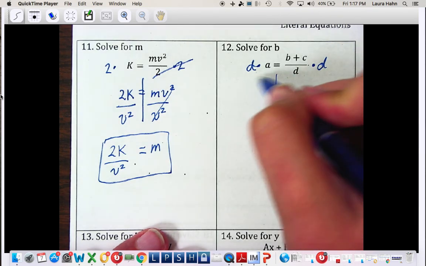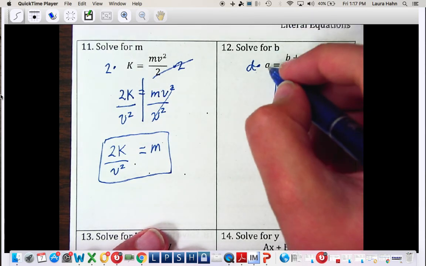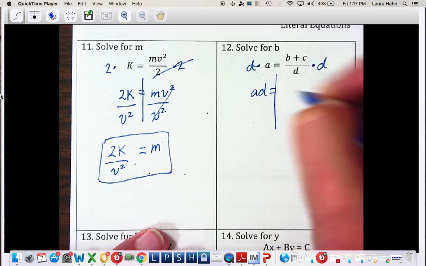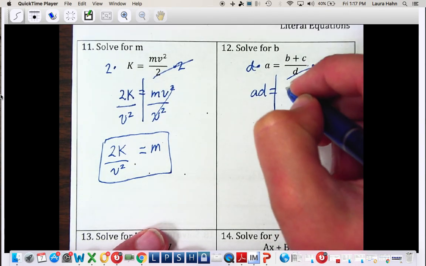Remember, when you multiply letters together, you just stick them together, but you want to put them in alphabetical order, so that's going to be A, D. D's cancel on the other side, so B plus C falls down.